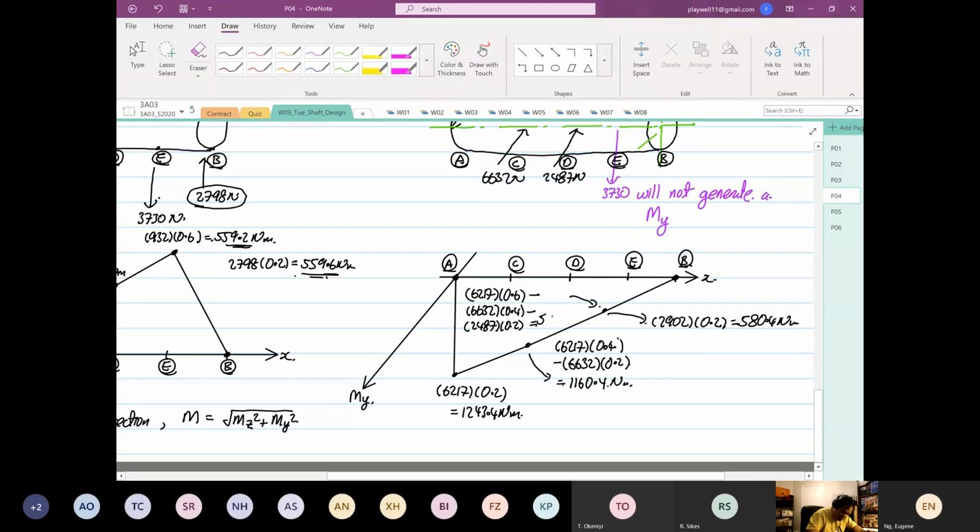Again, some rounding error, because I rounded off some figures. So it's the same. You decide which direction.